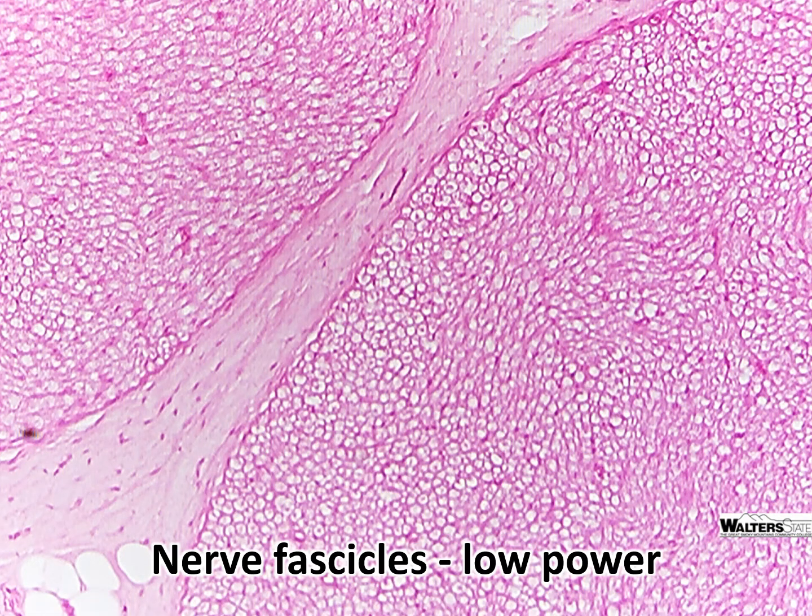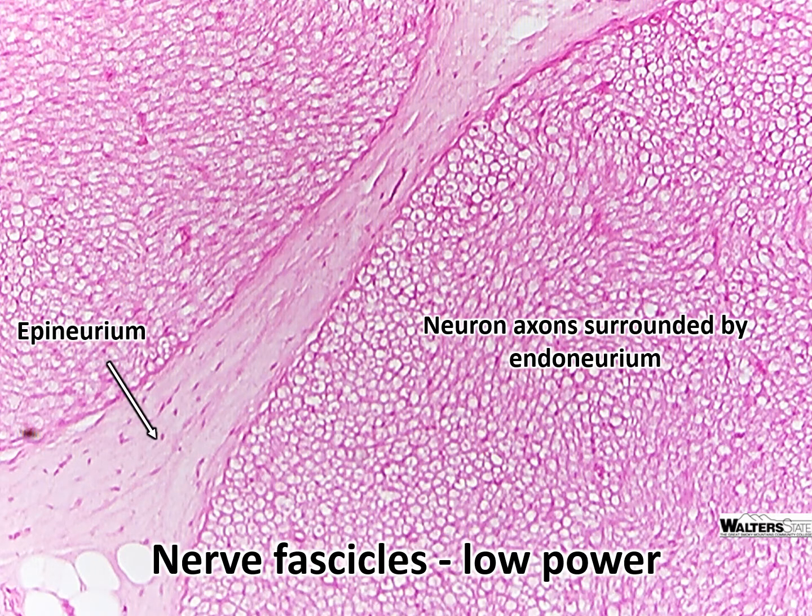Zooming in slightly further, these are the neuron axons that are surrounded by endoneurium. So again, we'll see these in more detail on the next slide. Here's the epineurium again. This is the perineurium. So now you get a better idea of exactly which layer that is.